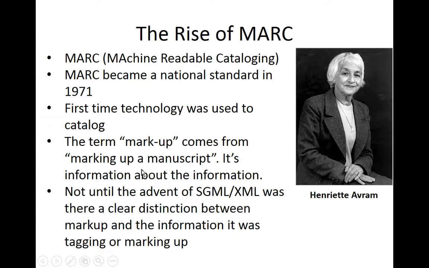But basically what MARC did was it allowed you to mark up records in a standardized sort of way. So card catalogs became standardized. The catalog records, the individual cards themselves, and how the books were described and so forth, that all became very standardized with the rise of MARC. And it wasn't until the advent of SGML and then later XML, as I was just talking about, that the distinction between markup and the information was really made clear.